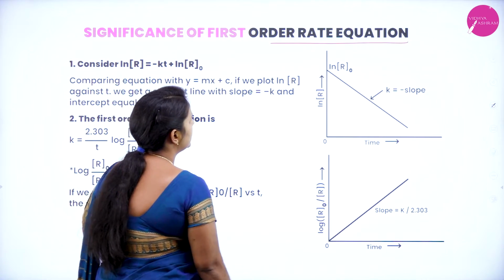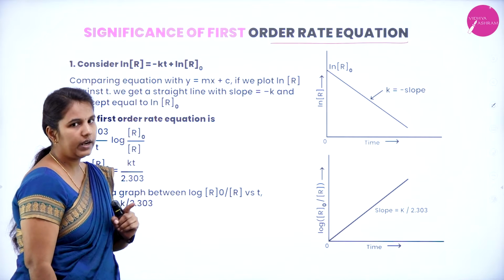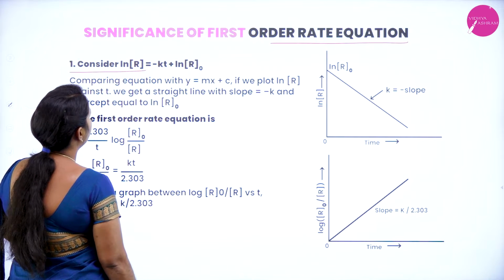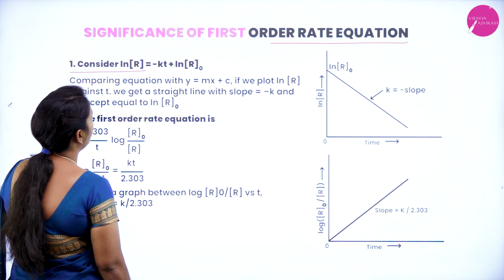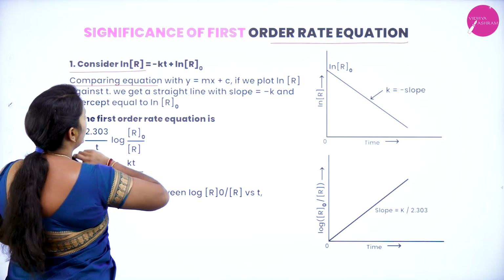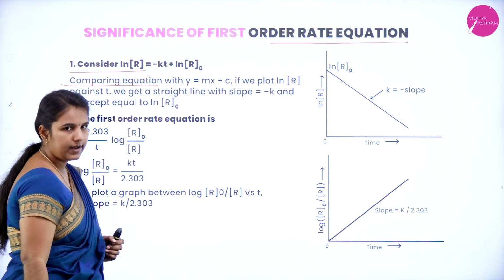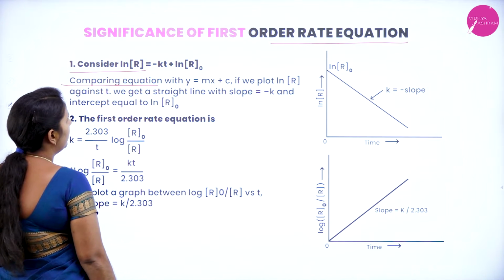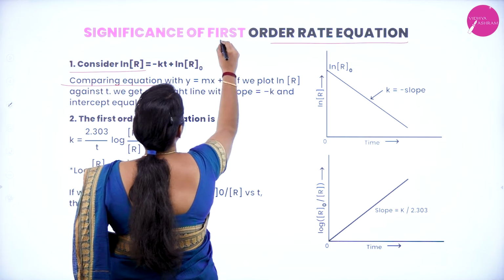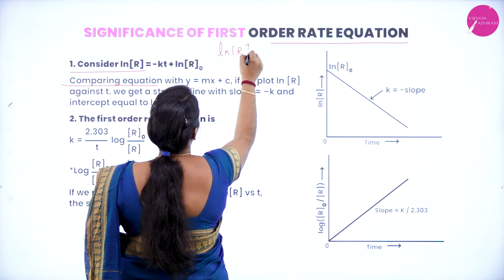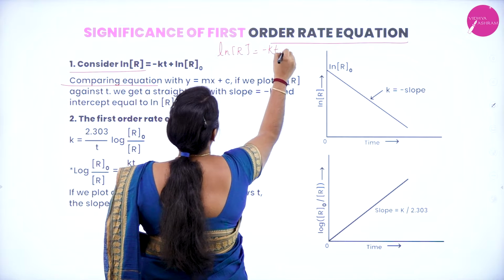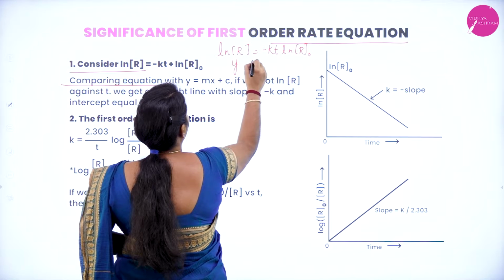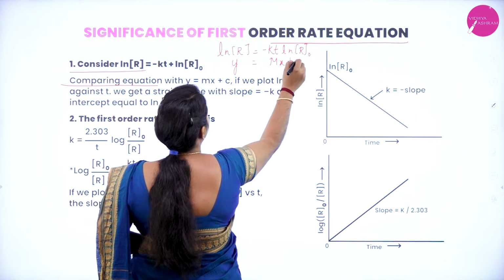Now we are going to understand the significance of the first order rate equation, that is k. So let us consider ln R is equal to -kt plus ln R naught. By comparing, this is equal to the straight line equation, that is y is equal to mx plus c. Here you can compare ln R is equal to -kt plus ln R naught with y is equal to mx plus c.